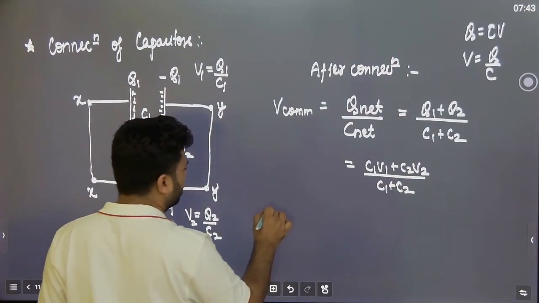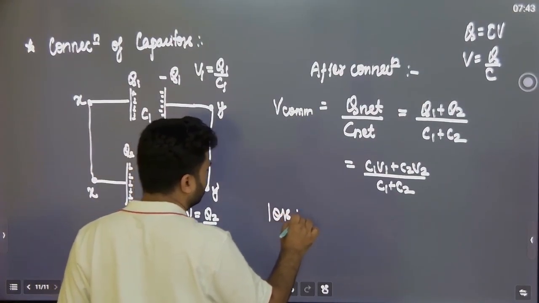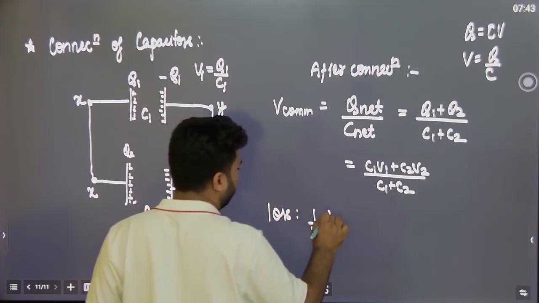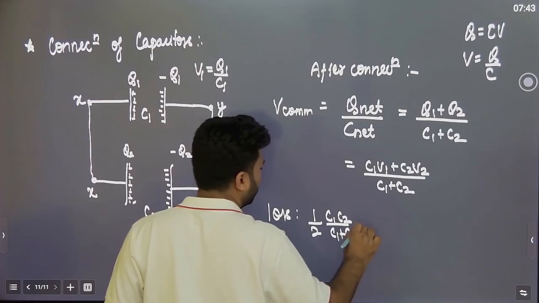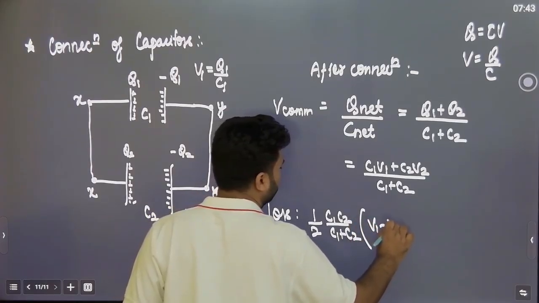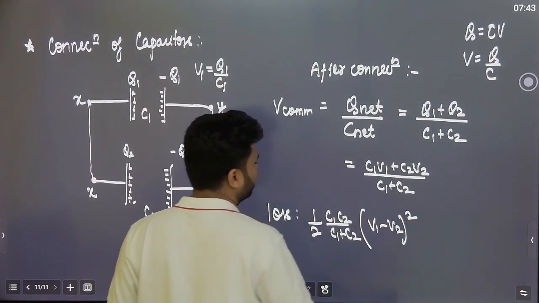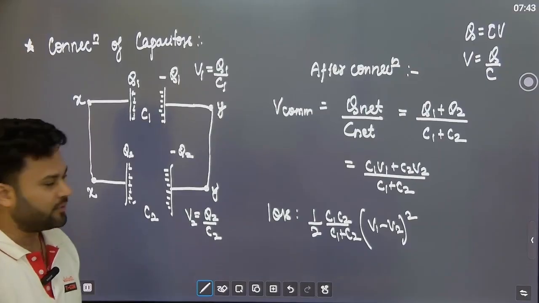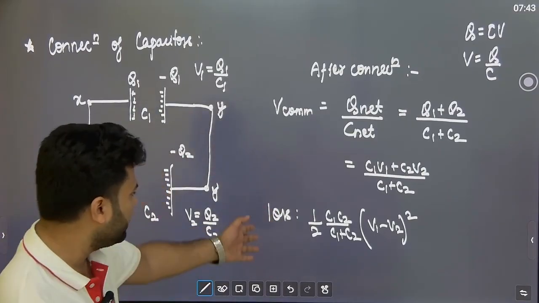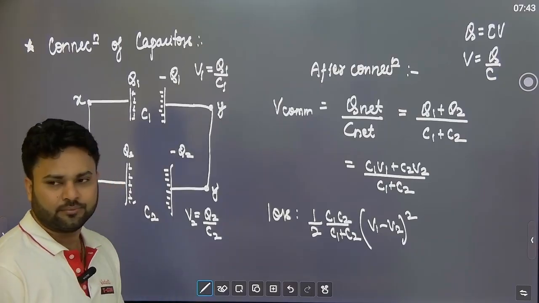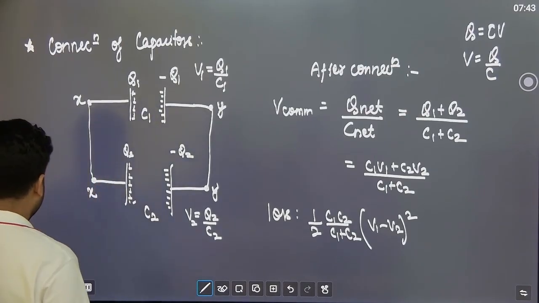Achha, there is some loss of energy in this case. They ask this also. You remember this formula: half, C1 C2 by C1 plus C2, (V1 minus V2) whole square. This is the loss of energy. If you connect now, there will be some heat loss. They also ask this question. We have a direct formula. Very important point.